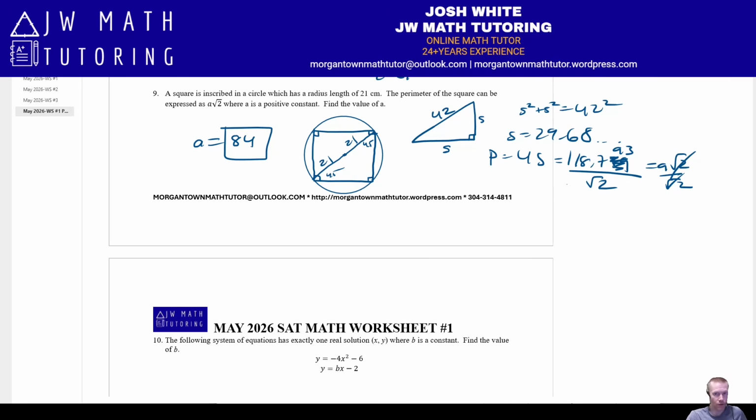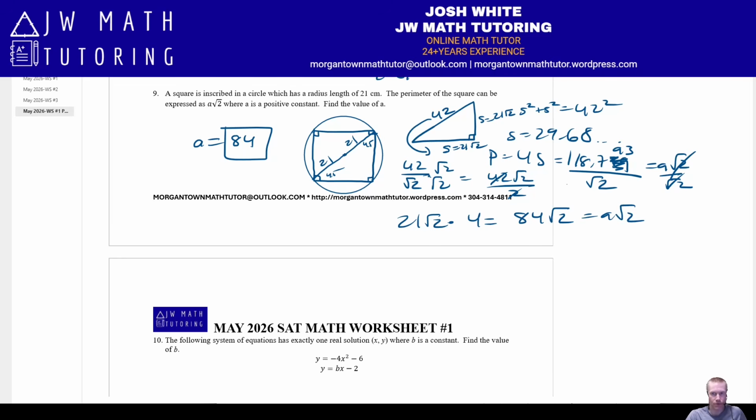Second approach, of course, is if you recognize it's a 45, 45, 90 isosceles right triangle, to get from the hypotenuse to the legs, you would just take 42 and divide it by root 2. Now this you would simplify by multiplying by root 2 over itself, and you get 42 root 2 over 2, or 21 root 2. That's the exact value for the side length of the square. Then you multiply it by 4. That becomes 84 root 2.